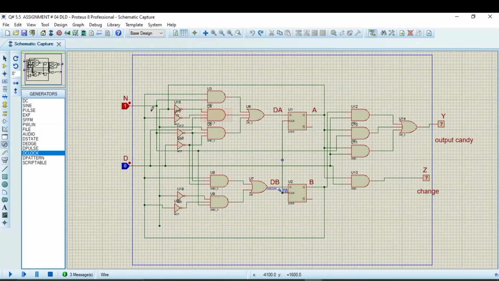And next we will see, after simulating it, that we can make it clear. I'm just applying a frequency of 1 Hertz to these flip-flops. For example, here you can see that I'm not going to apply any type of input, and you can see that the output will be 0, which means that there is no output. So I'm just inserting one nickel and one dime. So here you can see that the output candy and the change is appearing.